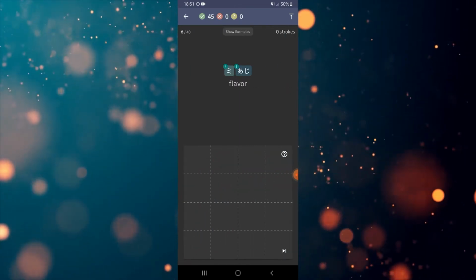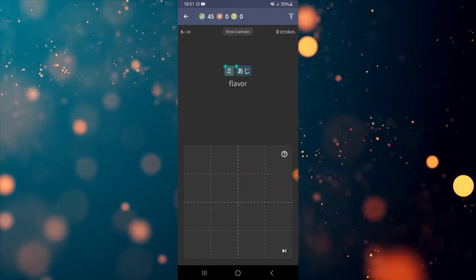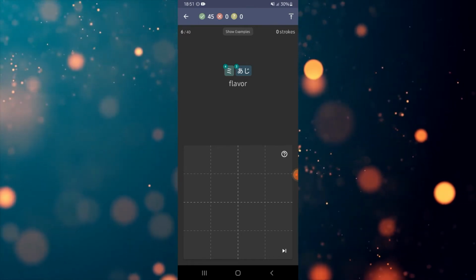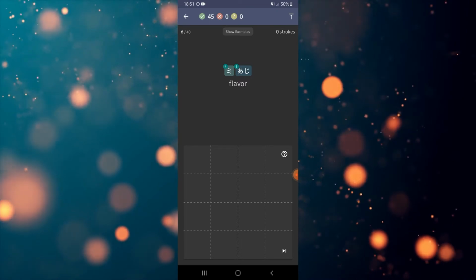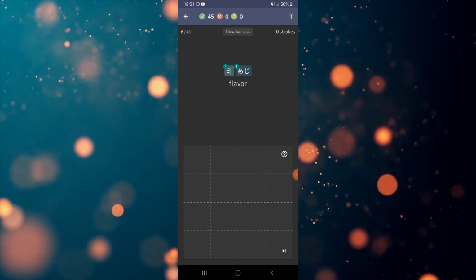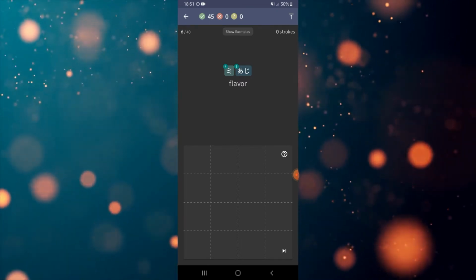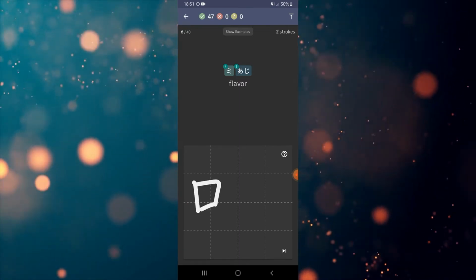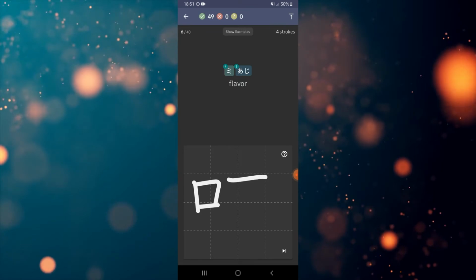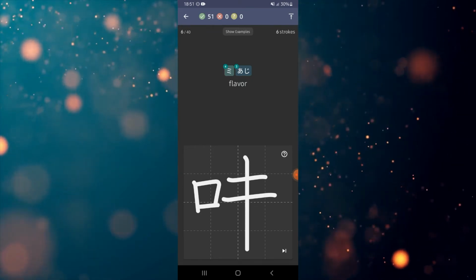Flavor. So this one, the flavor is not there. You cannot taste the flavor until you use your mouth. The story was when you're cooking, you use your mouth to test whether the flavor is there yet. So draw kanji for mouth, then draw kanji for not there yet, which is that.